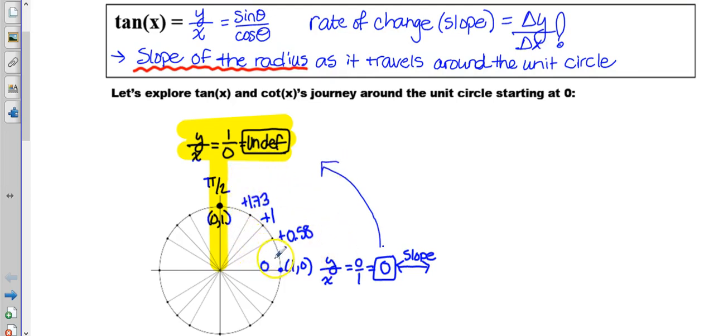But it's going to be literally impossible for me to plot every single ordered pair in this quadrant. There's literally an infinite number of points from here to here. So I know that the slope here is 0 and it's getting bigger. But how big? How big does it get as it approaches pi over 2? Well, let's see if we can generalize a little bit.